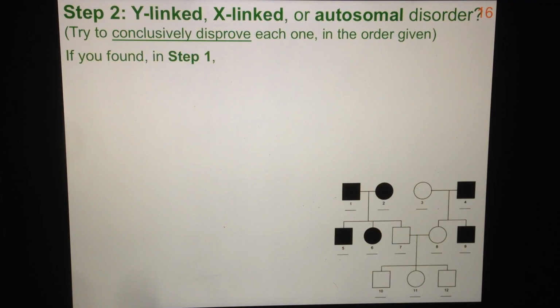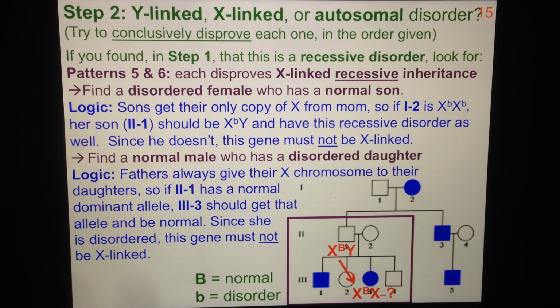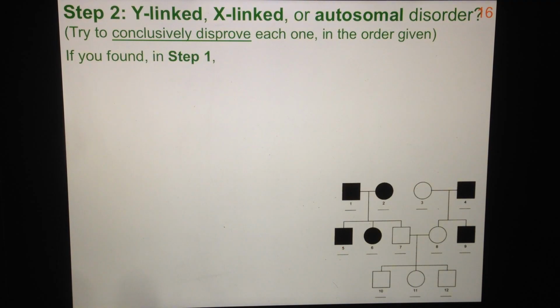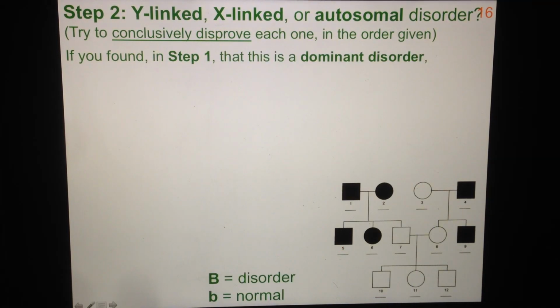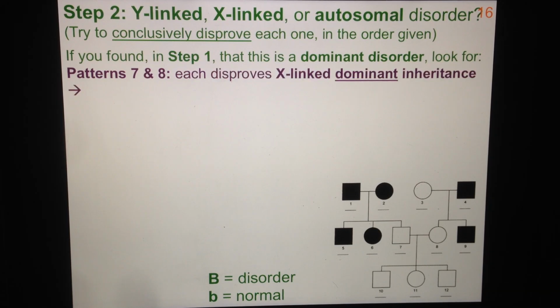Okay. All right. So that was for recessive disorders, trying to disprove X-linked. Now let's look at dominant disorders. This time big B is the disorder, small b is normal. So I'll go through a little more quickly now. If you know it's a dominant disorder, you're looking at patterns 7 and 8, right? And these are used to disprove an X-linked inheritance of a dominant allele.